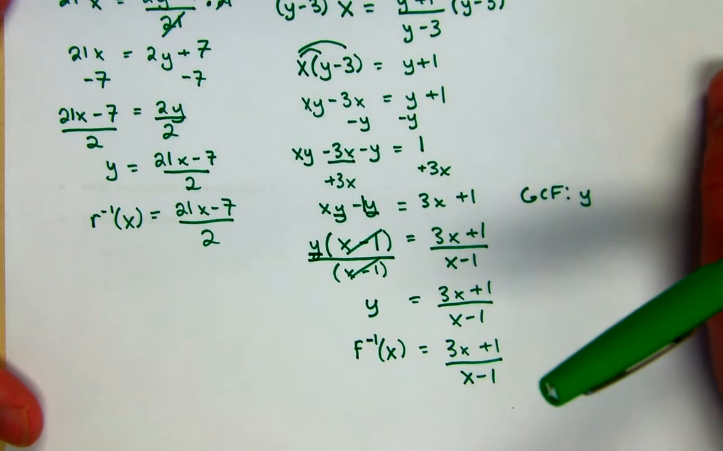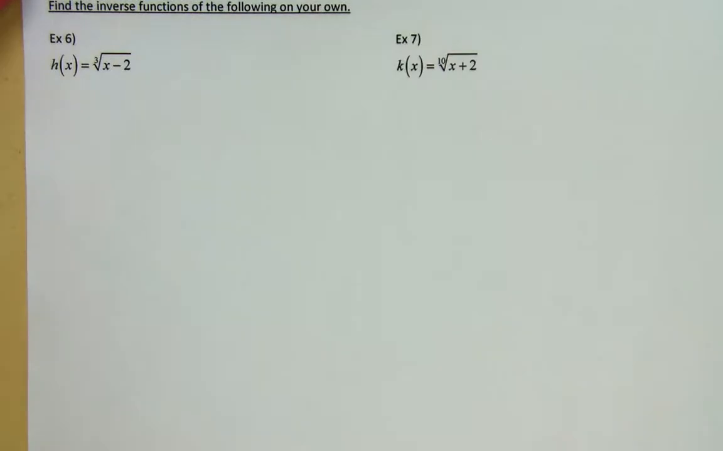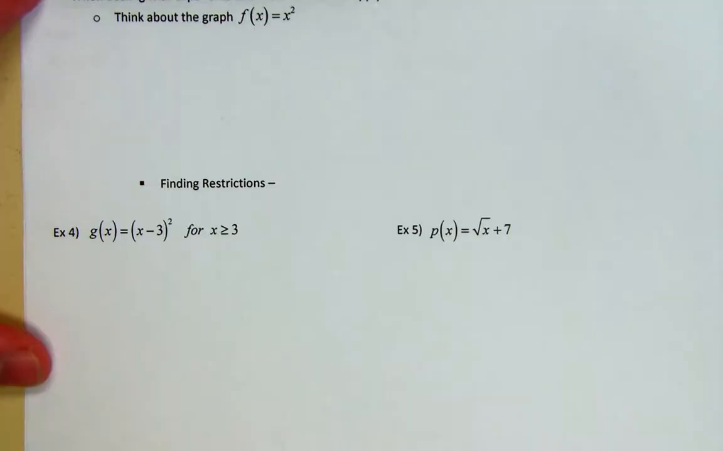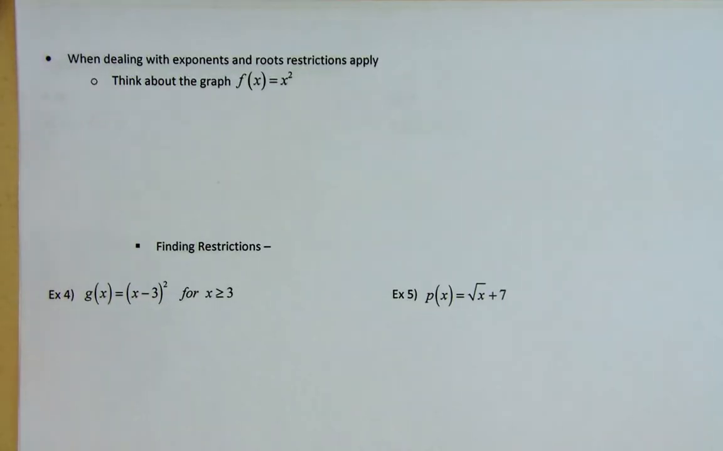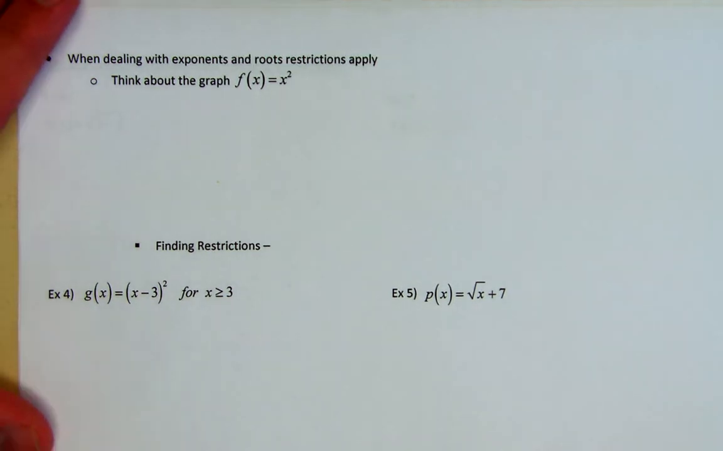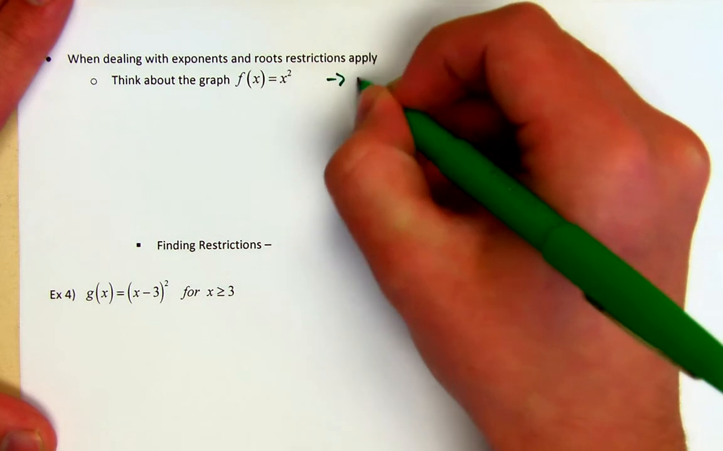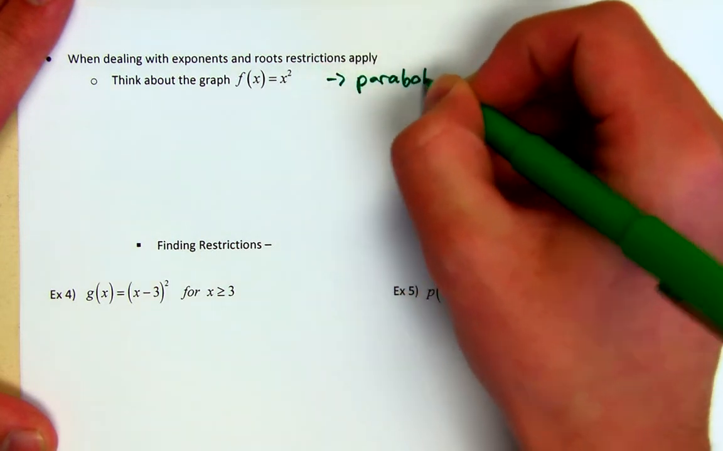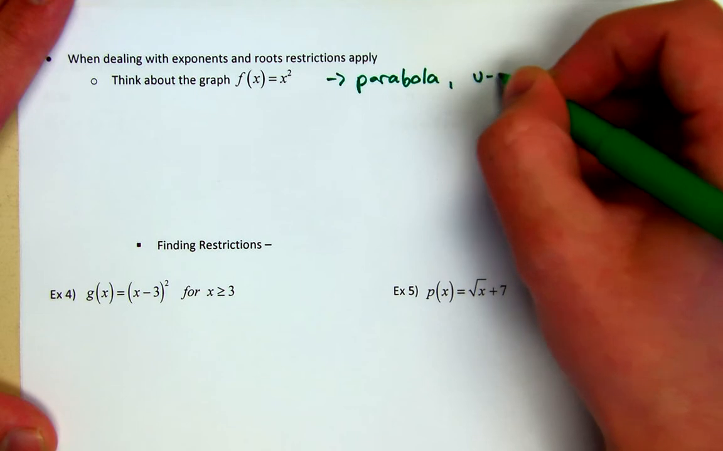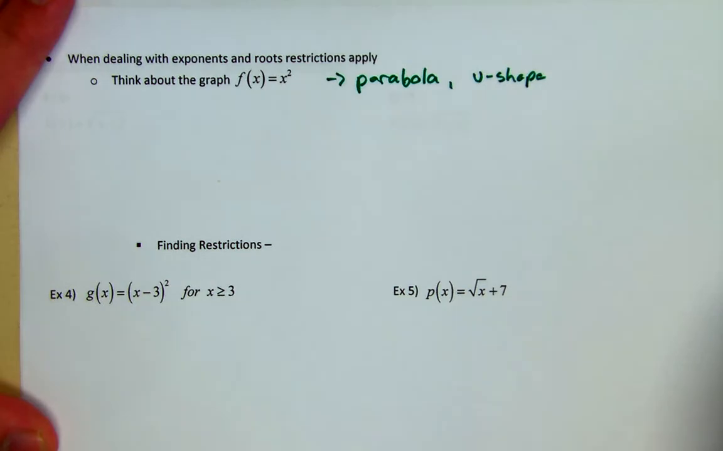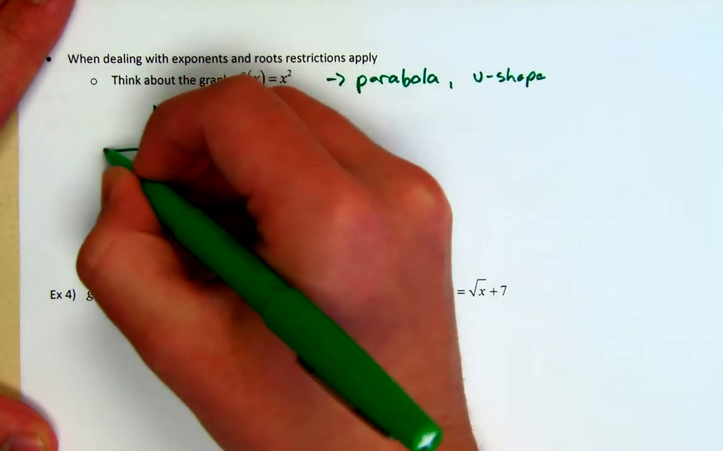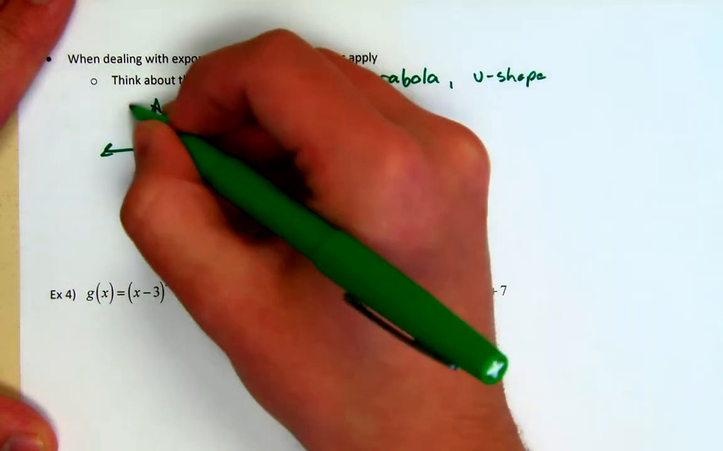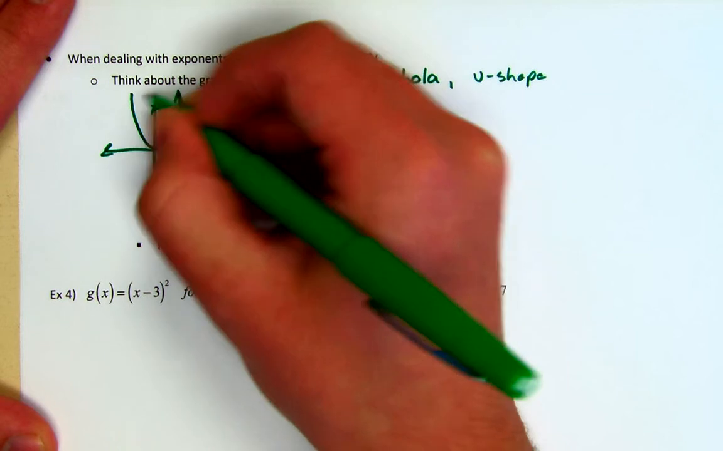Now, sometimes when I'm finding inverses, I have to keep in mind some restrictions. When dealing with exponents and roots, we have restrictions. So for a minute, let's think about the graph of f of x equals x squared. We remember that this makes a parabola, and a parabola has that U shape to it. So if I draw a quick sketch of f of x equals x squared, I have that parabola that goes through the origin.